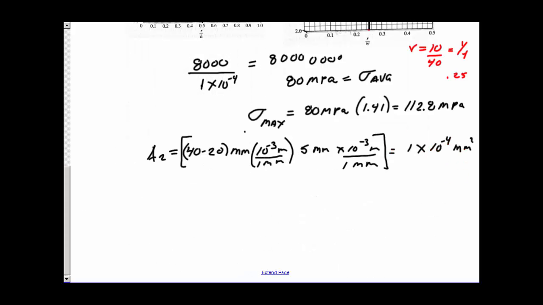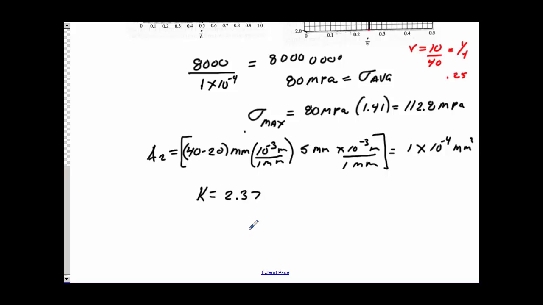So K here would equal 2.37. Okay, on this value here, the solution manual uses 2R over W, which is incorrect, because this is R over W, so 2.37 should be the correct stress concentration factor.